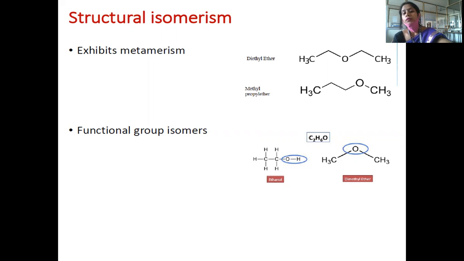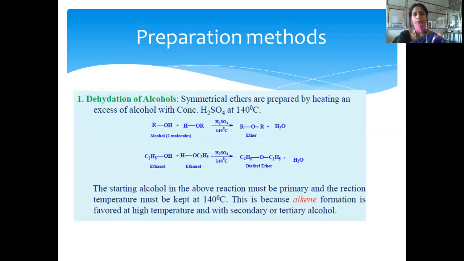The other possibility is the presence of functional group isomerism. We know that having the same formula C2H6O, there are two possibilities in terms of functional group. There could be an ether group, that is dimethyl ether, or there could be an alcohol group, that is ethanol. So ethanol and dimethyl ether are related through functional group isomerism.